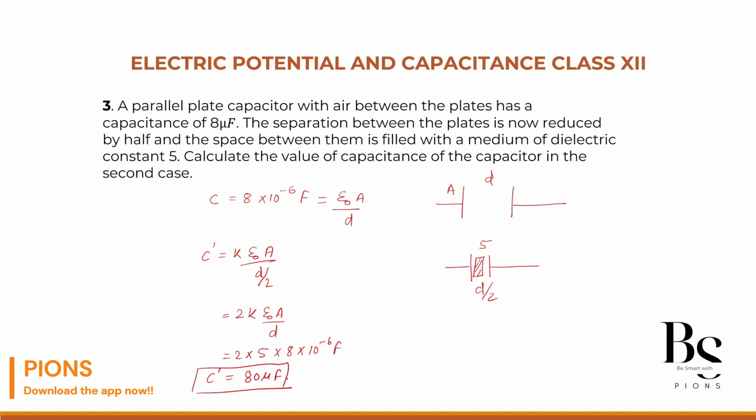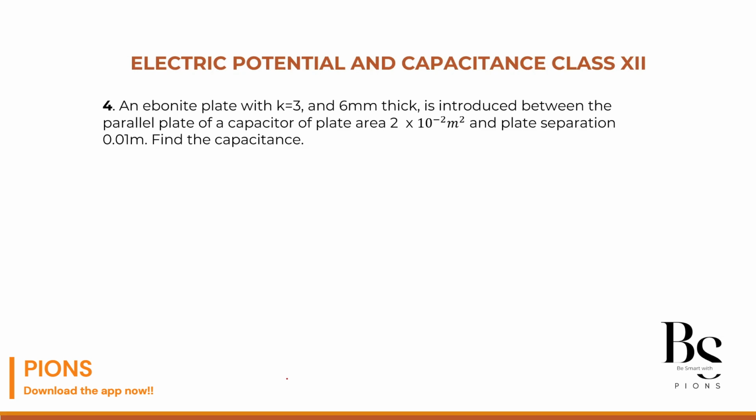Great. Let's move to question number 4. Question number 4 says an ebonite plate. Now you don't have to care about what it is because it's a dielectric, with a dielectric constant K value here of 3 and 6 millimeter thick. So thickness T is 6 millimeter. Let me write it as 6 into 10 to the power minus 3 meters, introduced between the parallel plate of a capacitor with the plate area A equal to 2 into 10 to the power minus 2 meters square. This is the area. And the plate separation D here is 0.01 meter.